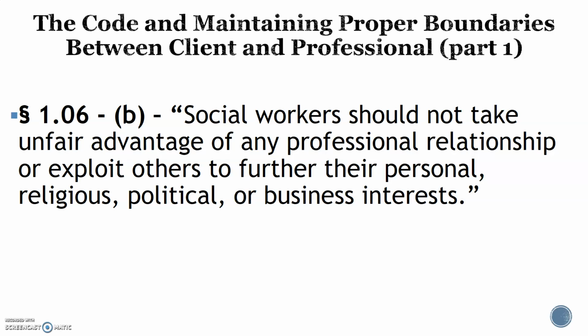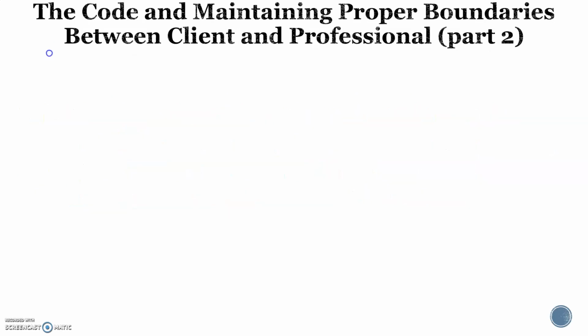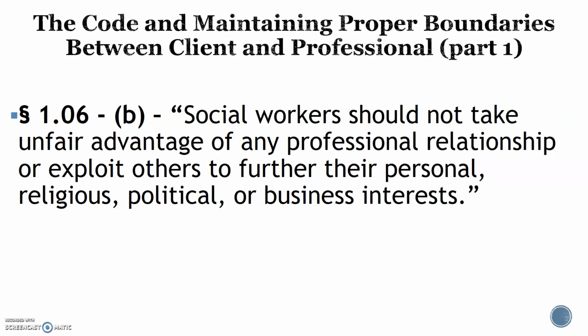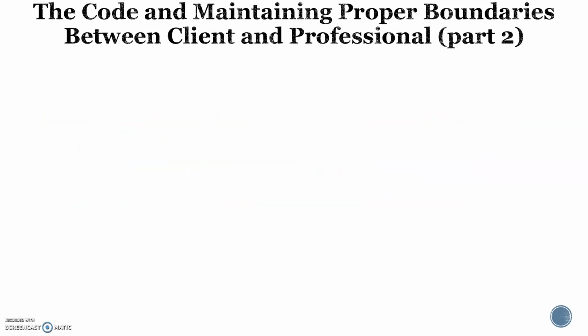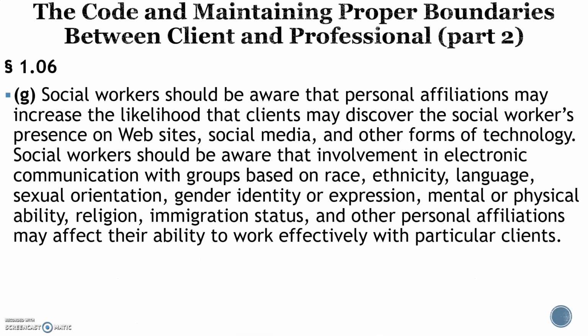Social workers should not take unfair advantage of any professional relationship or exploit others to further their personal, religious, political, or business interest. Really, this is a prohibition of using them. This is saying that you have to have that fiduciary relationship, right? And so that is the main one. It's a catch-all, but it really is a big part of this. So I know this code section will come up a lot here. Other things going on, but continuing with 106, other key parts here.